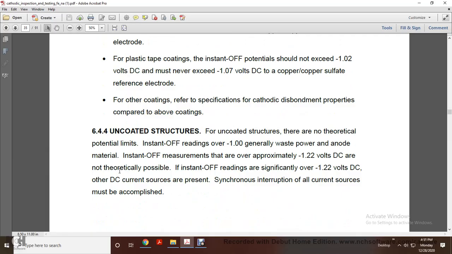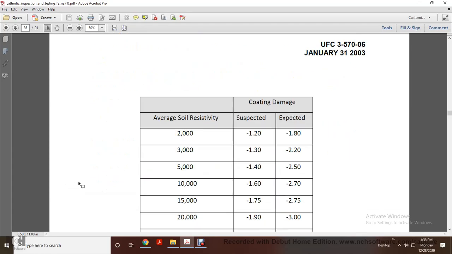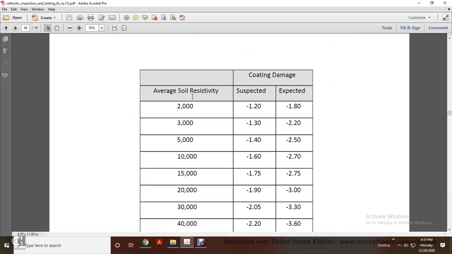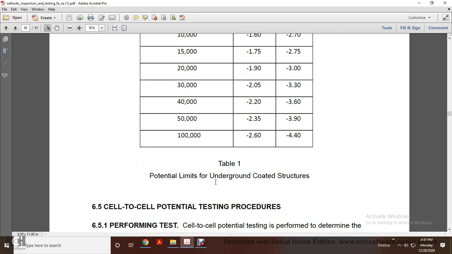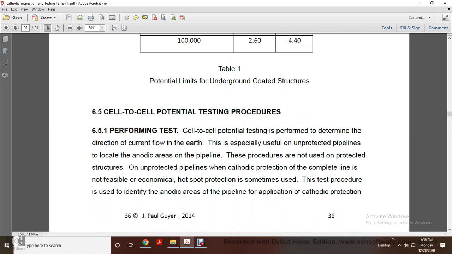6.4.4 Uncoated structure. For an uncoated structure there is no theoretical potential limit for instant off reading, generally wasting power and anode material. Instant off measurements over approximately negative 1.22 volt DC are not theoretically possible. Instant off readings significantly over negative 1.22 volts indicate that other DC current sources are present, which complicates interpretation, and all current sources must be accounted for. The table shows coating damage suspected and expected at average soil resistivities of 2,000, 3,000, 5,000, 10,000, 15,000, 20,000, 30,000, 40,000, 50,000, and 100,000. And those are your potential limits on ground coated structures.